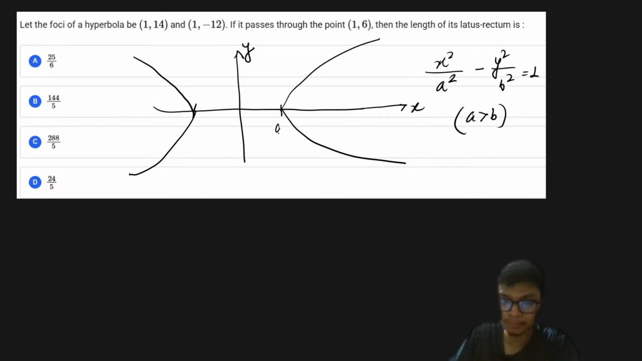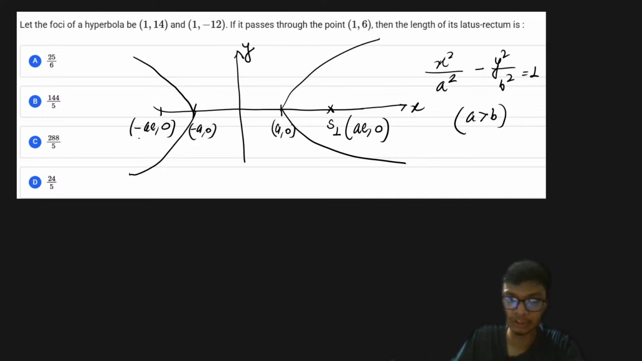For this case, this particular point is a comma 0 and this point is minus a comma 0, right? Now for this case we will have the first focus at ae comma 0 and the second focus at minus ae comma 0, which is very similar to that of the ellipse, right? I hope this is clear to all of you, right?